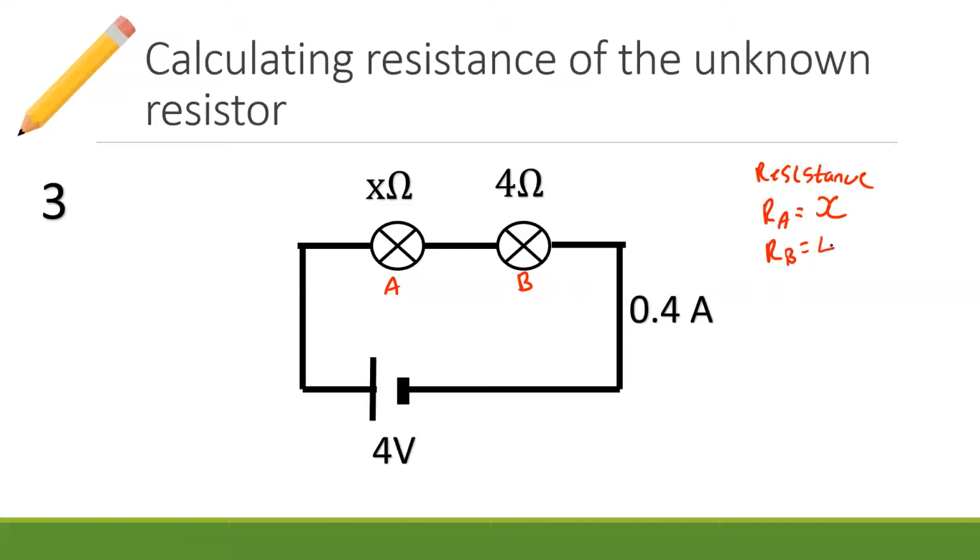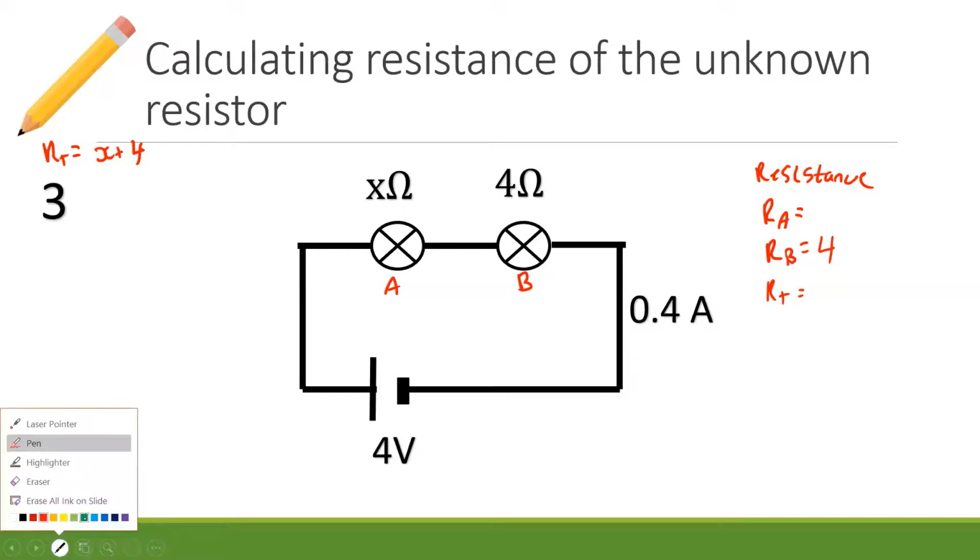Now, as for the total resistance, we don't know what the total resistance is. As I was saying before, you could use an algebraic method. You could actually say the total resistance is X plus 4. That is a way that you could talk about the total resistance. But I'm going to avoid that for the moment.